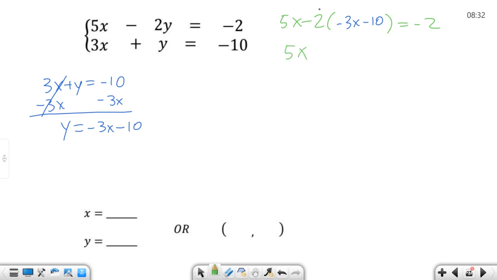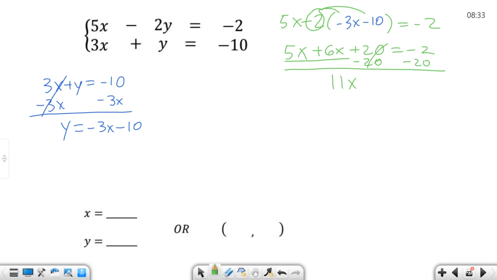So 5x and then distribute this negative 2. So it's plus 6x because negative 2 times negative 3x is plus 6x. Negative 2 times negative 10 is plus 20 equals negative 2. And then we are going to combine these and get 11x. And at the same time, I'm going to go ahead and move this 20 over by subtracting it, because it's already simplified on that side. So then subtract it from both sides, you get negative 22. Divide both sides by 11, and you get x equals negative 2.